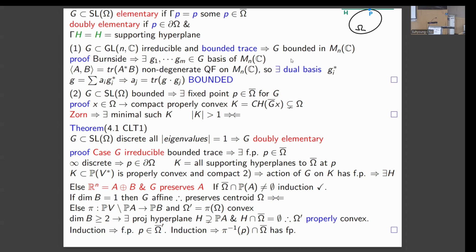Yeah, supporting hyperplane containing P, yeah. So this is a supporting hyperplane at E, yeah.